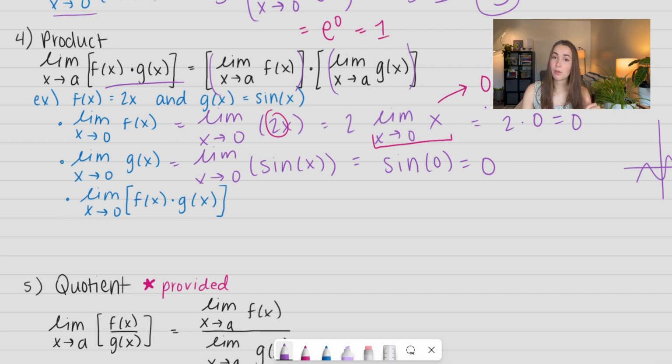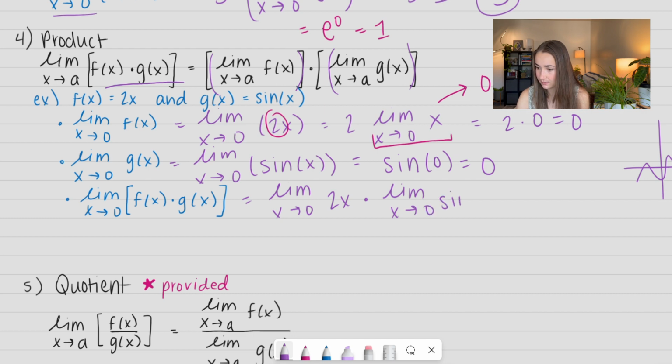So now I know that both of these limits exist, they both equal 0, and I can use this knowledge. So I'm going to go ahead and separate them out. I get the limit as x approaches 0 of our first function, which is 2x, times the limit as x approaches 0 of sine of x. We already evaluated these limits individually, so I can just plug them in. I get 0 times 0 is equal to 0. So we're happy we got our limit.